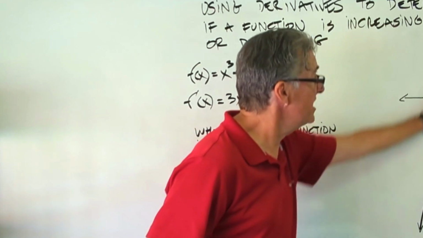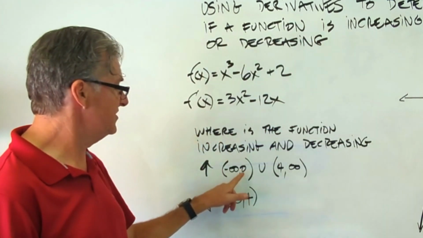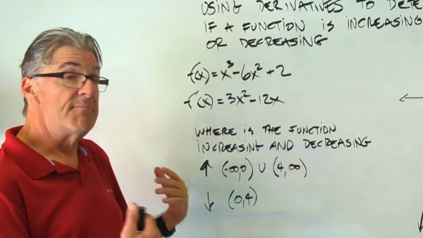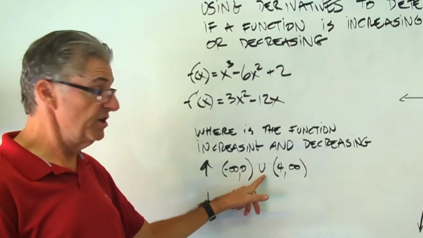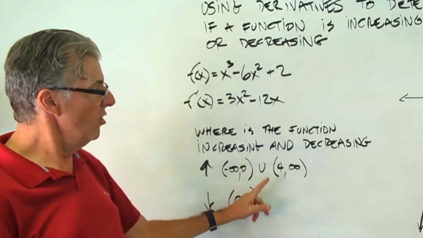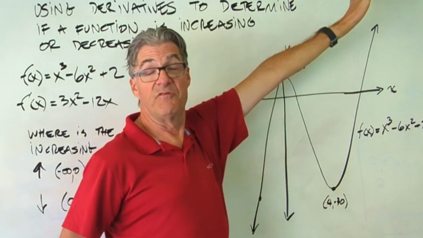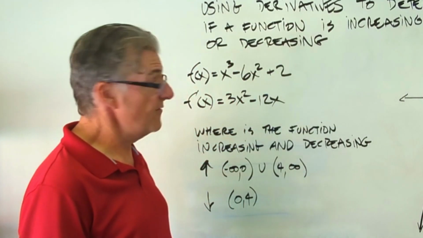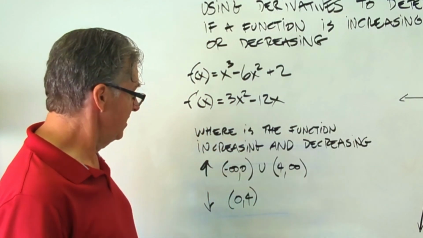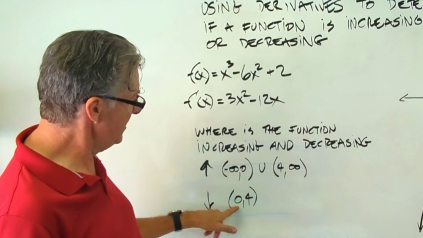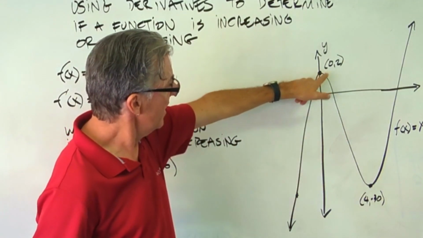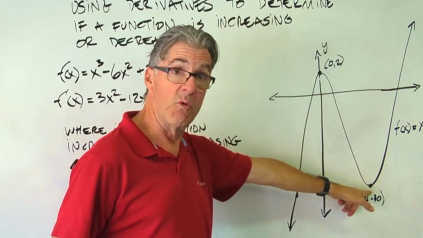So that function is increasing all the way up to x is 0. And that's combined with, that's why we have the union here, the U for union, with the interval from x is 4 to x is positive infinity. So that's the interval over which the function is increasing. Finally, the function is decreasing only between x is 0 and x is 4.